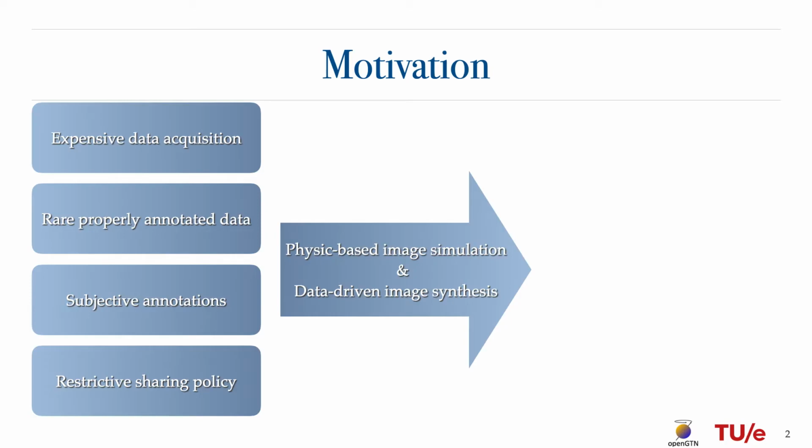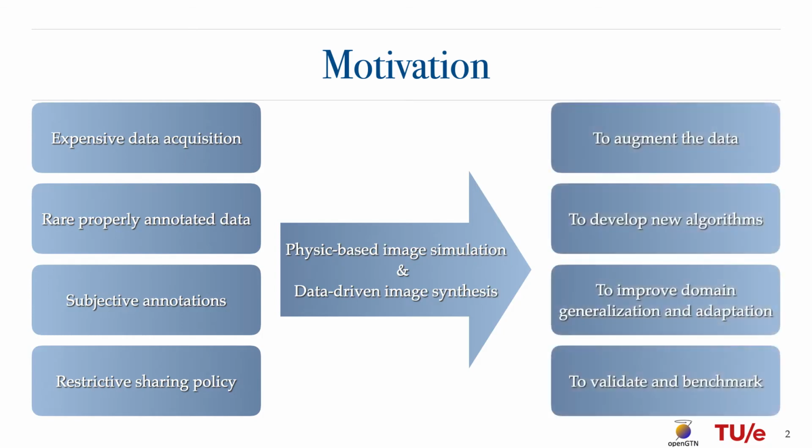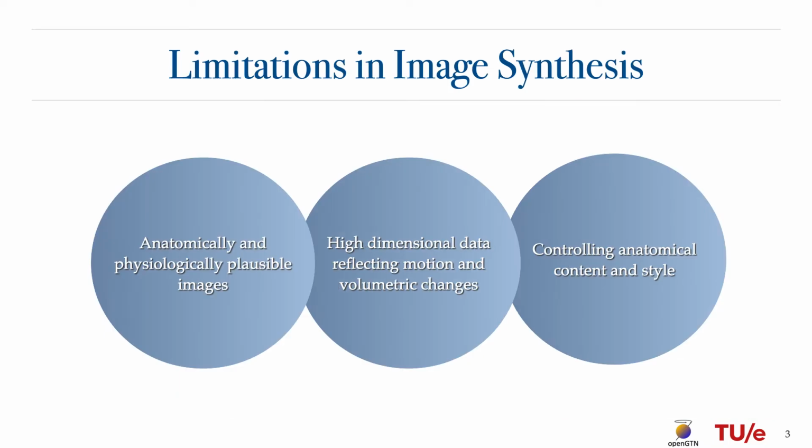Physics-based image simulation, as well as data-driven image synthesis approaches, have been used extensively in the deep learning community. They help in augmenting the existing data sets, improving domain generalization and adaptation techniques, as well as validating and benchmarking performances. However, the applications of synthetic images are still very limited. Limited anatomically meaningful annotated images makes it very difficult to generate high-dimensional data that reflect both motion and volumetric changes. In this work, we address these limitations by combining the physics-driven anatomical model with data-driven image synthesis approaches.